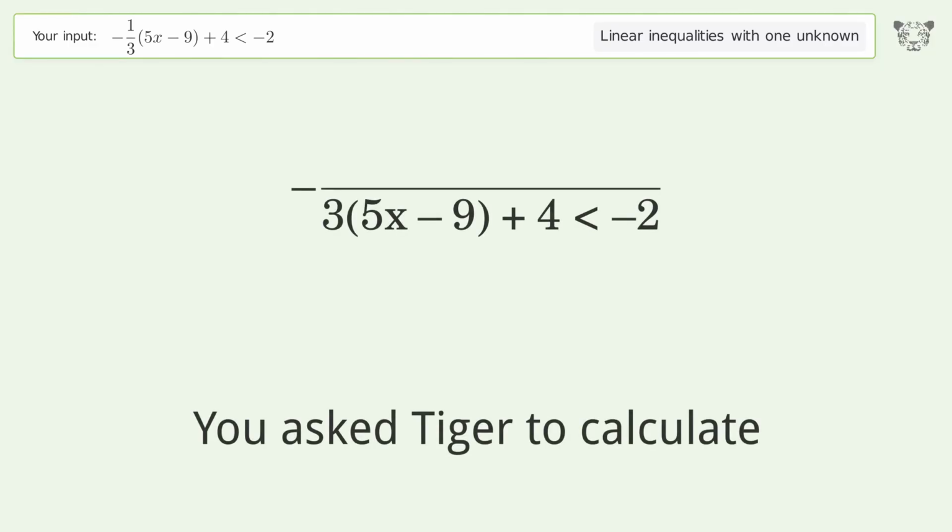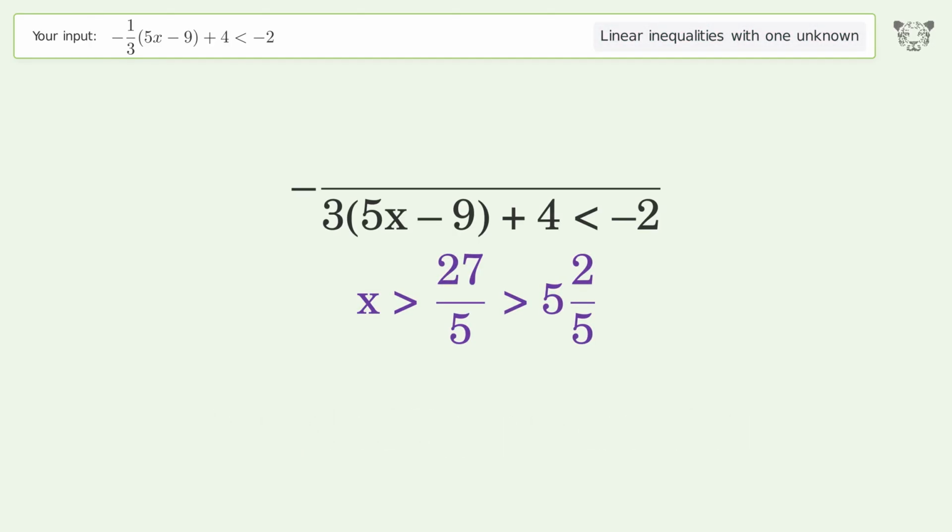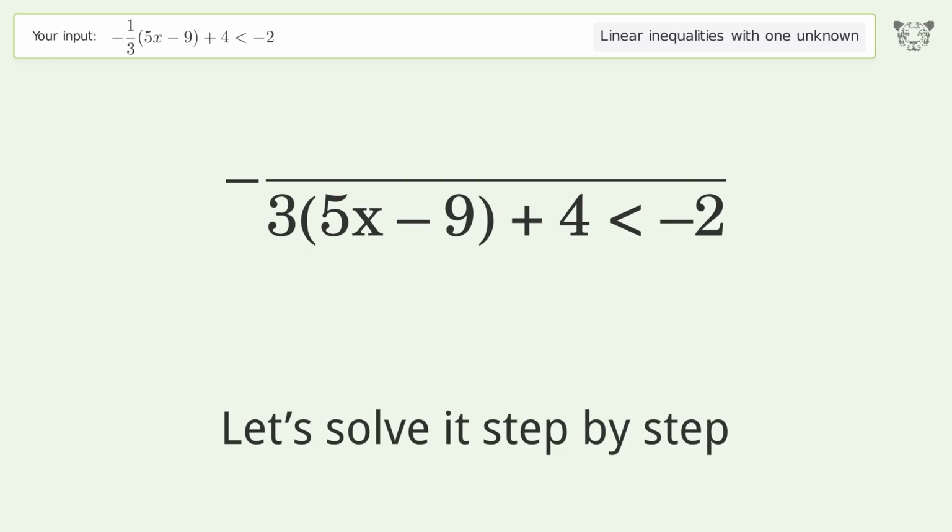You ask Tiger to calculate. This deals with linear inequalities with one unknown. The final result is x greater than 27 over 5 greater than 52 over 5. Let's solve it step by step.